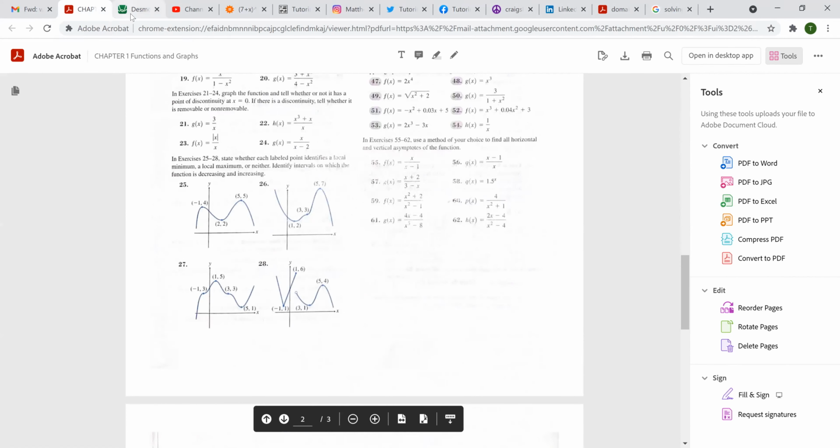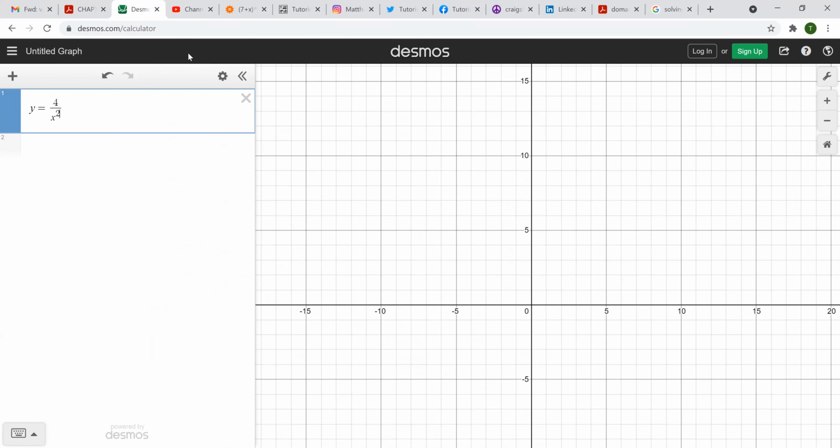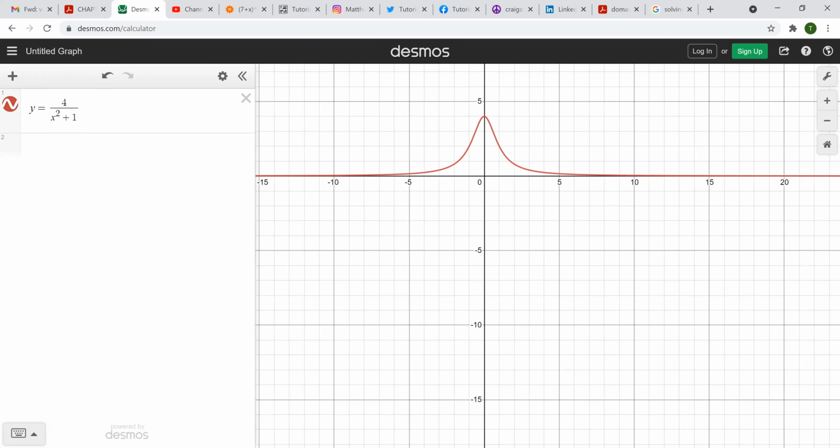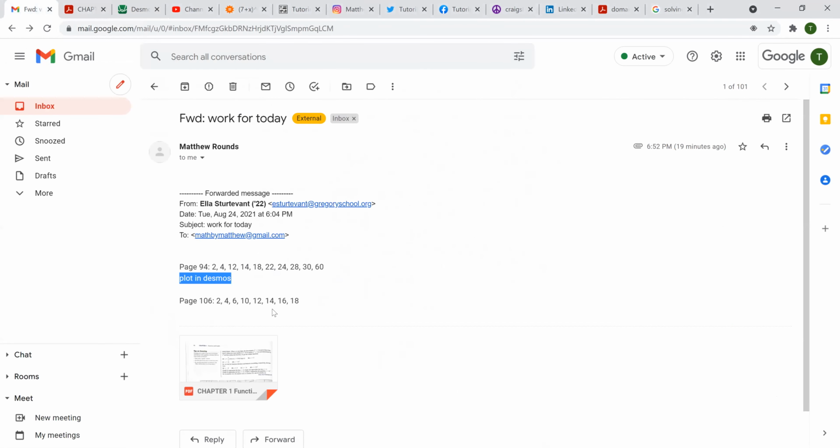Four over x squared plus one. All right, and there's your graph of that. Is that an exponential? It looks more like the normal distribution. It grows to a point and then it comes back down on each side. It's kind of an interesting one, but I don't know what else you're, so that takes care of that first part.